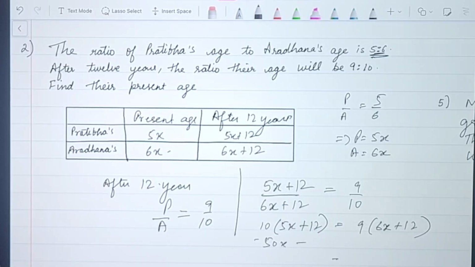50x plus 120 is equal to 54x plus 108. So we get 4x is equal to 12.